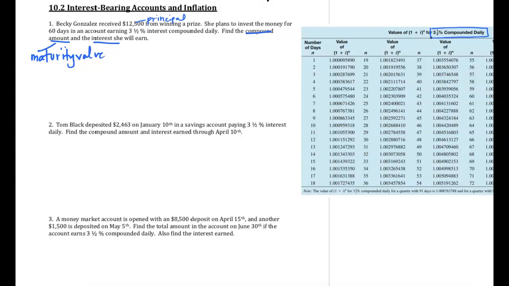So just pay attention to the top of the chart and the title to make sure you're using the correct one. To find our maturity value, we're going to take the principal, the amount that's invested, and multiply that by the number in the table. We already said that the principal in this case is $12,500. To find the number in the table, it's the 3.5% interest compounding daily table, and we're going to look up 60 days. Notice that the days are on the left, and the value from the table is on the right, and we are for sure using the 3.5% compounded daily table.